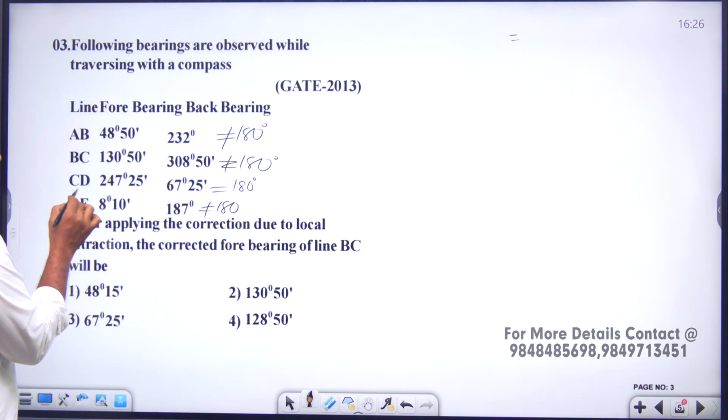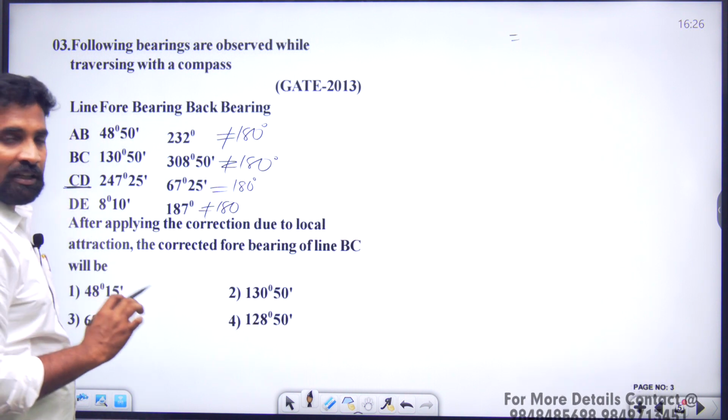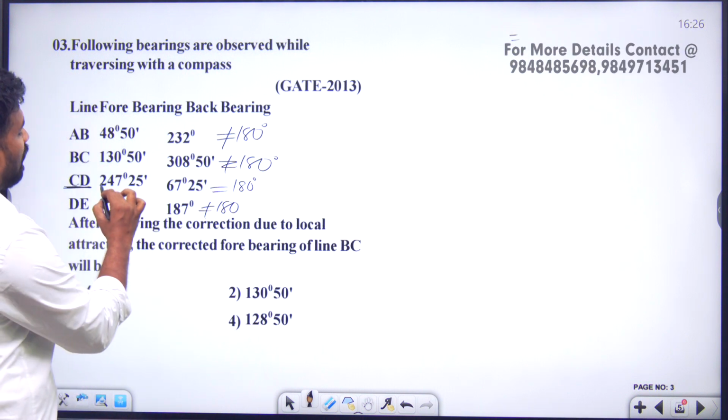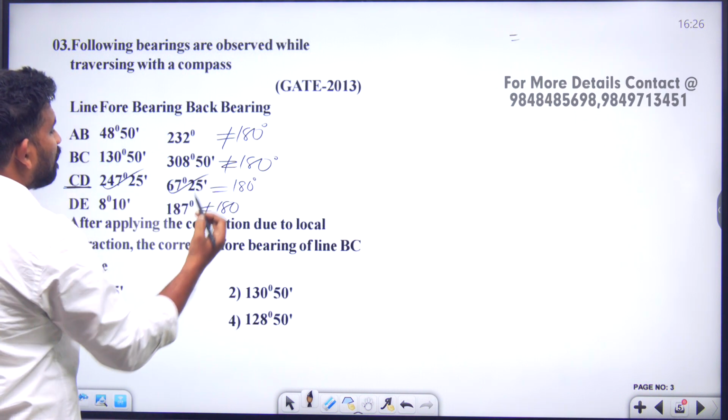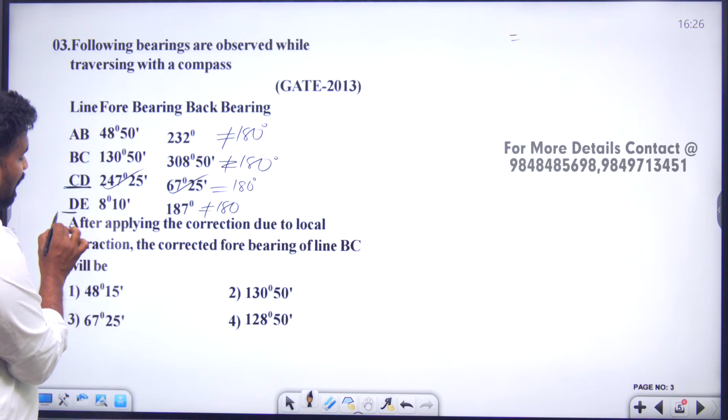So I need to start from the CD station, because the bearings that are taken from the CD station are correct. Whatever bearing we are taking from C is correct. Whatever bearing we are taking from D is correct. In the same manner, you can see here the D is there here.